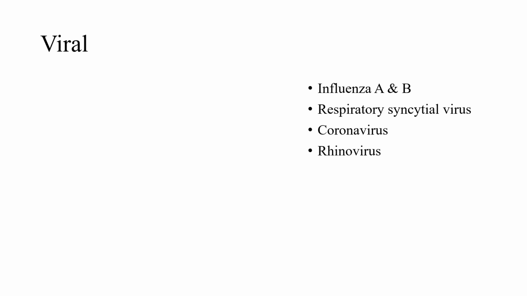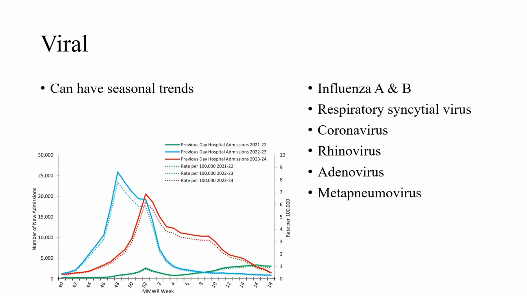Rhinovirus, which is the common cold, really, can also cause a pneumonia, especially in your elderly patients. Adenovirus, and then metapneumovirus, or human metapneumovirus. The big thing to remember here is that a lot of these will have seasonal trends. So we look at this graph. This is showing admissions of flu. This is a flu graph by week. As we get later in the year into November, December, really December is when you start to see that spike, and it comes down.